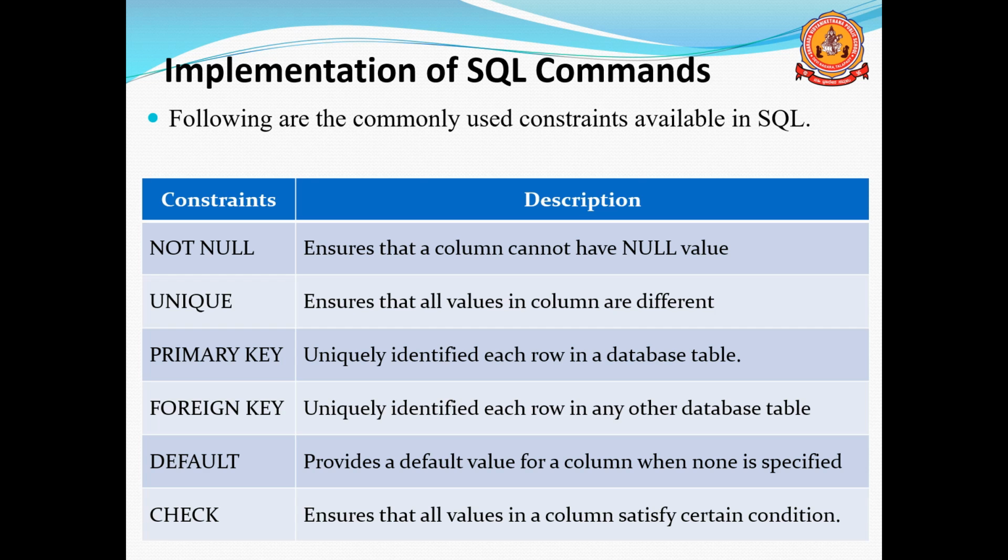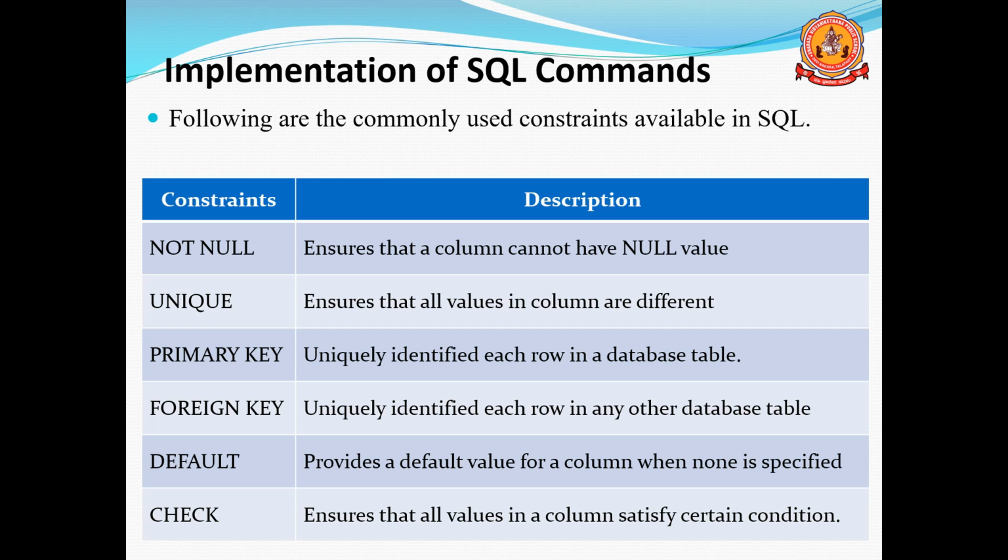All the values should be different. That is the unique constraint. Next one is primary key. It uniquely identifies each row in a database table, to identify the different rows. We can set one column as a primary key, so it will check each row in a table for unique data.